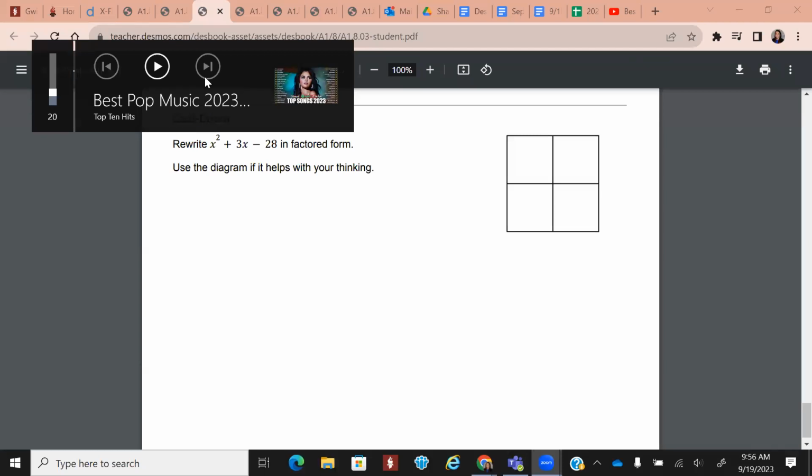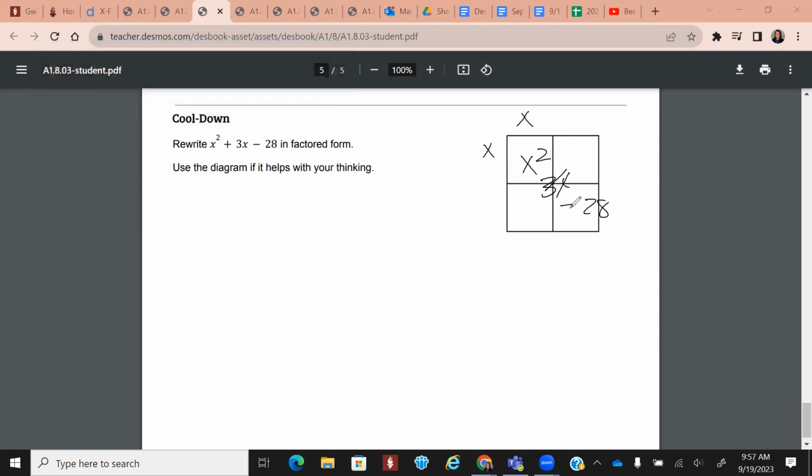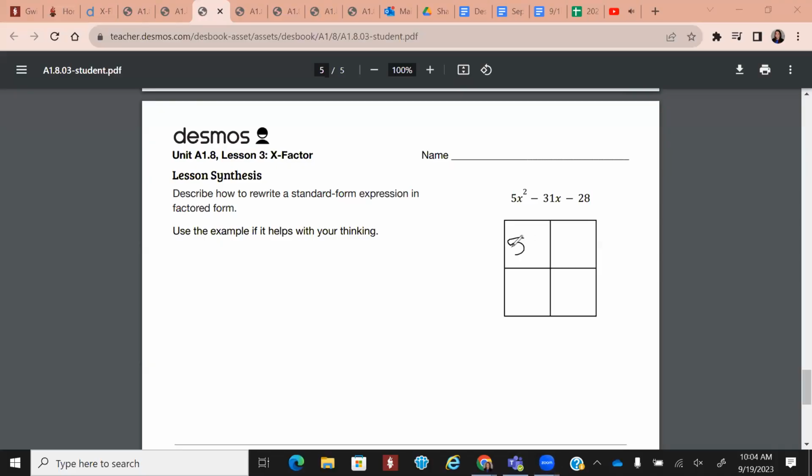So the first term is going to go in that first box, and the last term is going to go in the last box. This diagonal is going to add together to get you 3x. So what times what would give me x squared? Okay. And then what are factors of negative 28 that add together to get you 3x? So 7 and negative 4. This gives me x minus 4 times x plus 7. It's okay if you wrote it the other way. Your first term goes inside the box, last term goes in last box.